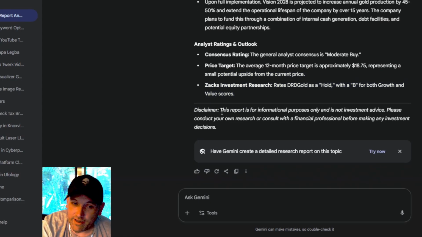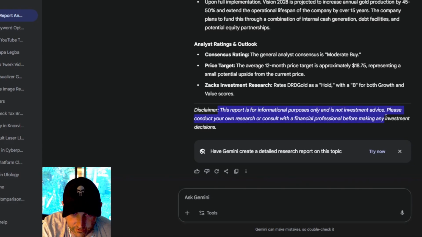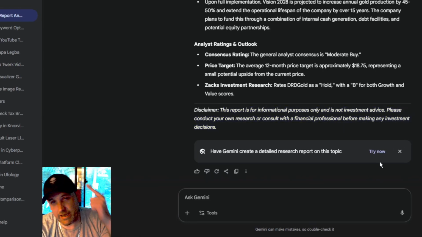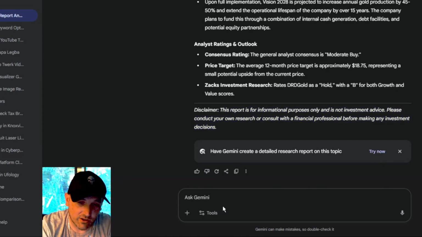And of course, as I said, there's the disclaimer. This report is for informational purposes only, is not investment advice. Please conduct your own research or consult with a financial professional before making any investment decisions. So the AI even covered itself, printing out its own disclaimer.